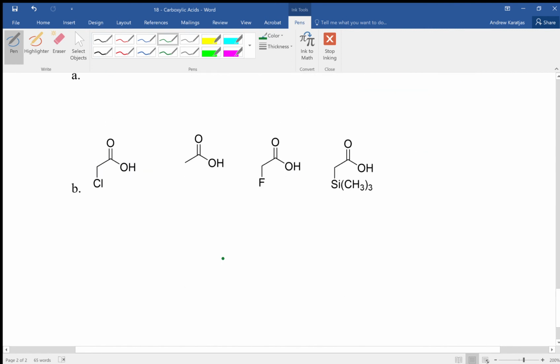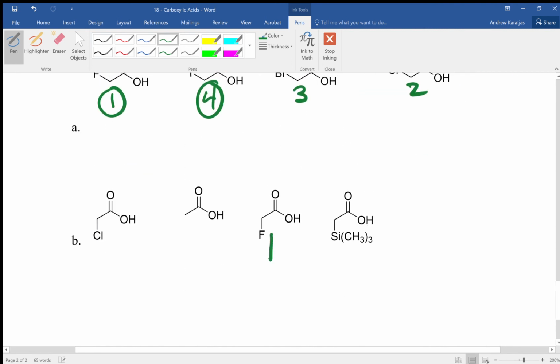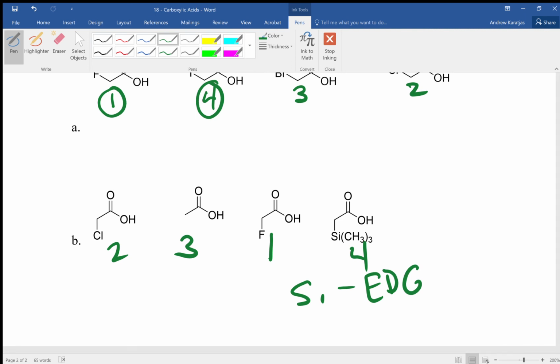Part B is largely the same question. Fluorine, chlorine, hydrogen is the substituent, and then silicon. The reason that silicon is the weakest acid or the highest pKa is that silicon, which is found below carbon on the periodic table, is an electron donating group. And so if electron withdrawing groups are able to increase acidity, then electron donating groups have the opposite effect and will decrease acidity.